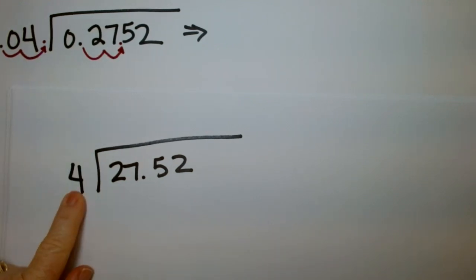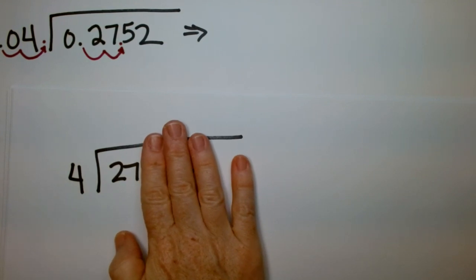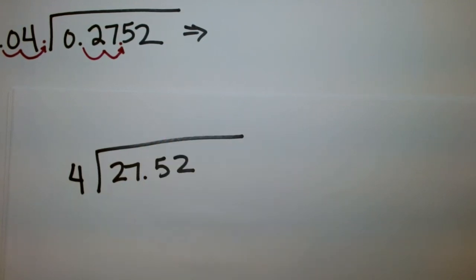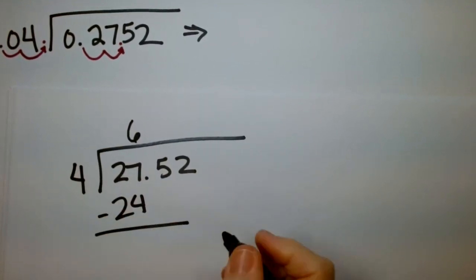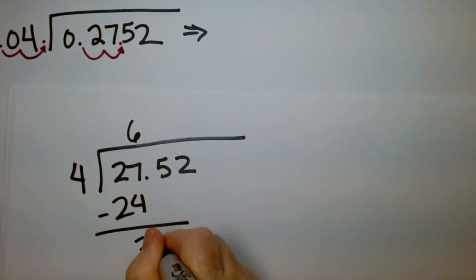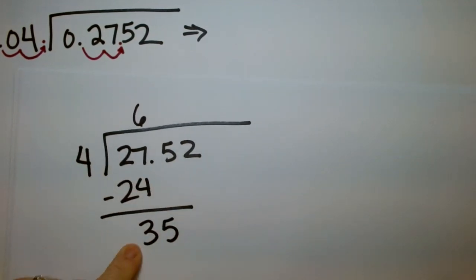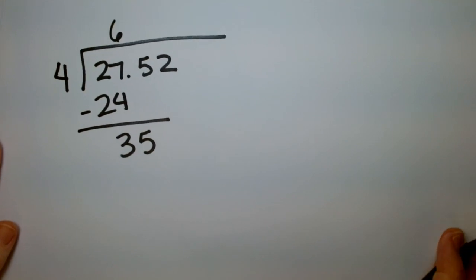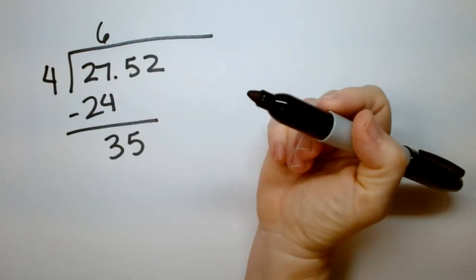Okay? So 4 doesn't go into 2. 4 goes into 27. How many times? 4 goes into 27, 6. 6 times 4 is 24. Okay? And we have a 3 left over. Drop the 5. 4 goes into 35. Yeah, it goes in a little bit, right? What does it go into? Okay, how many times does 4 go without going over?